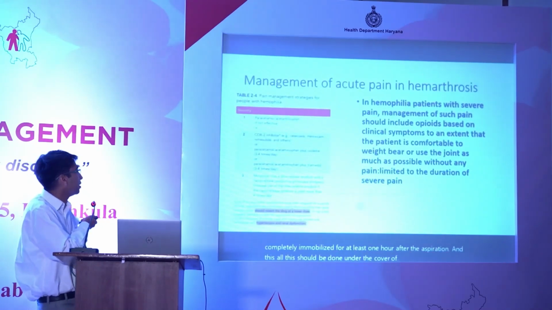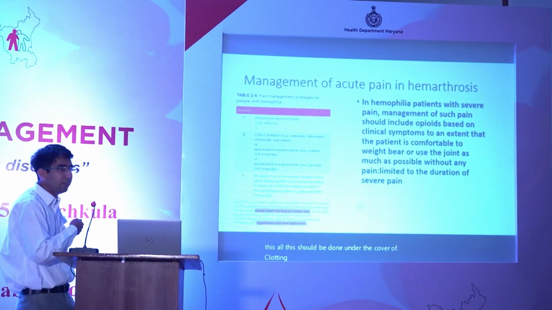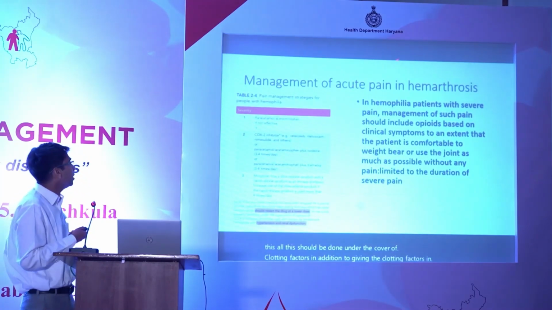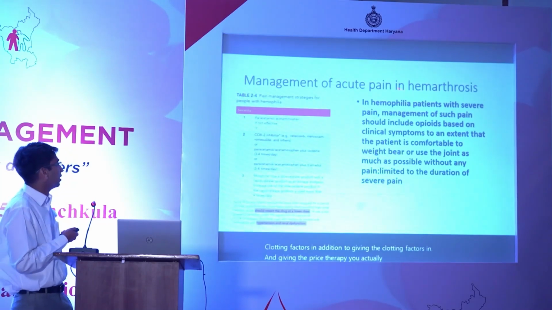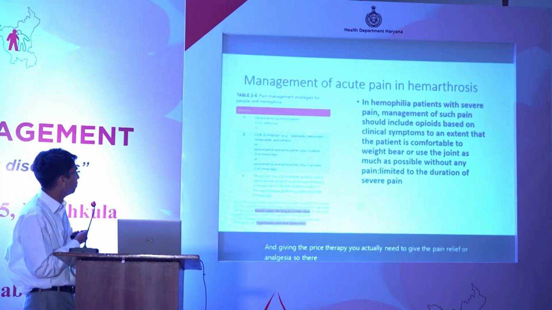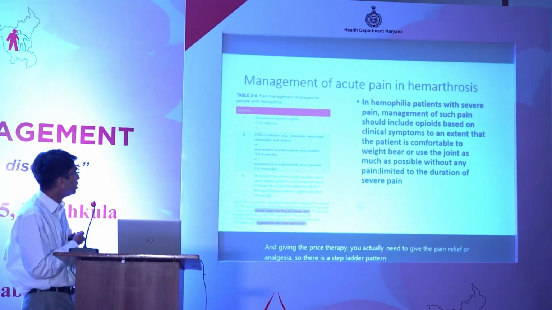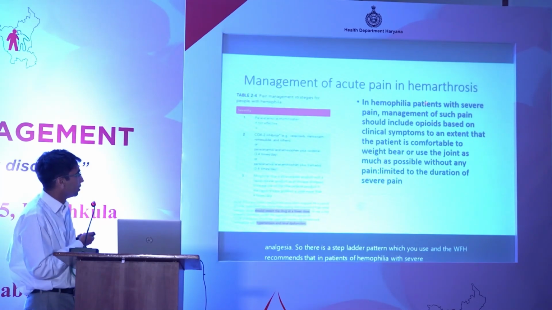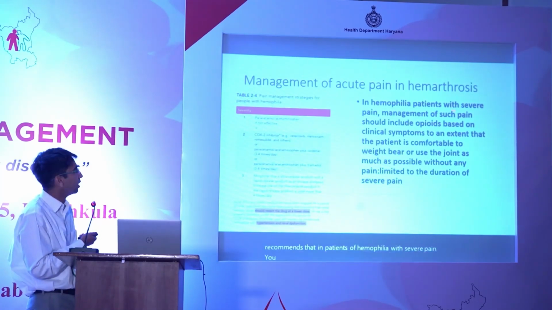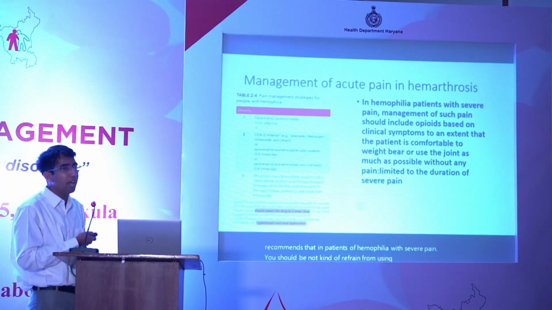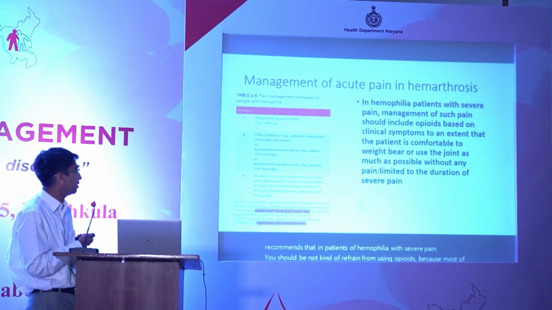All this should be done under the cover of clotting factors. In addition to giving the clotting factors and the PRICE therapy, you actually need to give pain relief or analgesia. There is a step ladder pattern which you use, and the WFH recommends that in patients with hemophilia with severe pain, you should not refrain from using opioids, because most of them would require it.